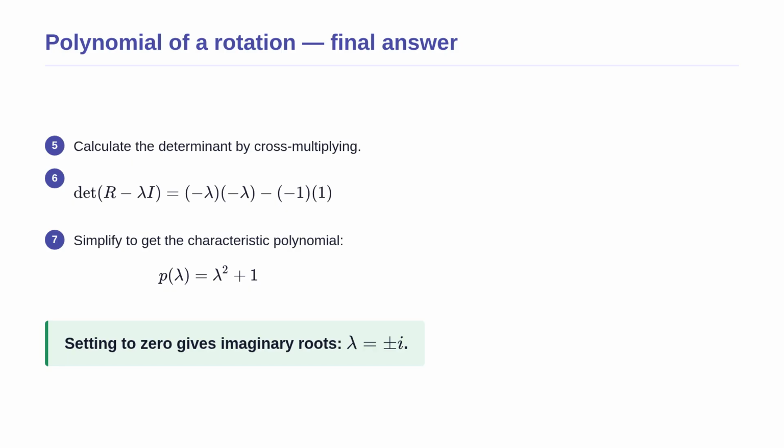To find the eigenvalues, we set this polynomial equal to 0. We are looking for a number that when squared gives a negative result. This requires imaginary numbers. The eigenvalues are positive and negative i. Physically, these imaginary roots confirm that there are no real directions in space that simply stretch or shrink.